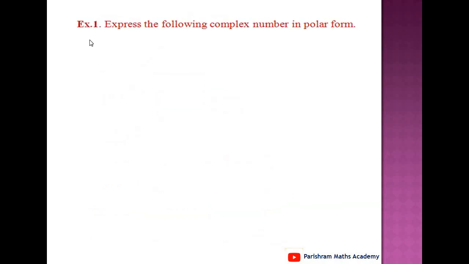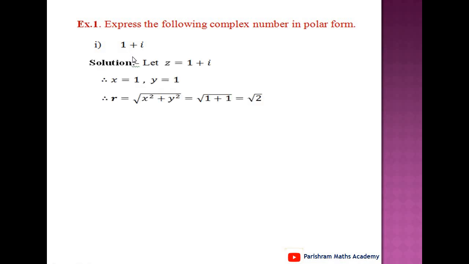Then we can take some examples. First example: express the following complex numbers in polar form. First example, we can take 1 plus i. 1 plus i is a complex number in Cartesian form. We can express this complex number in polar form. Solution. Let z equal 1 plus i. We can compare this complex number with x plus iy, and therefore x equals 1, y equals 1, and therefore r equals root of x square plus y square. The value of x is 1, the value of y is 1, therefore root of 1 plus 1, that is root of 2. It means r equals root of 2.